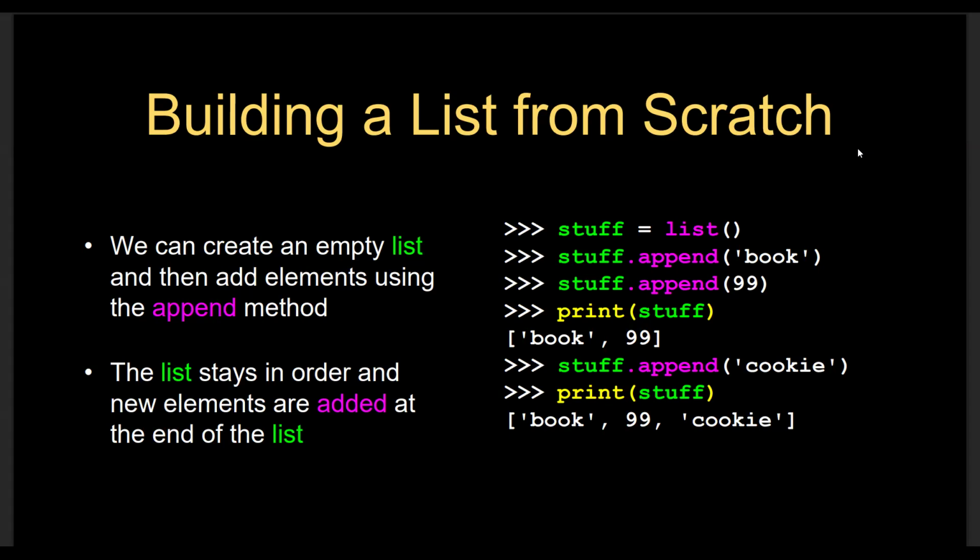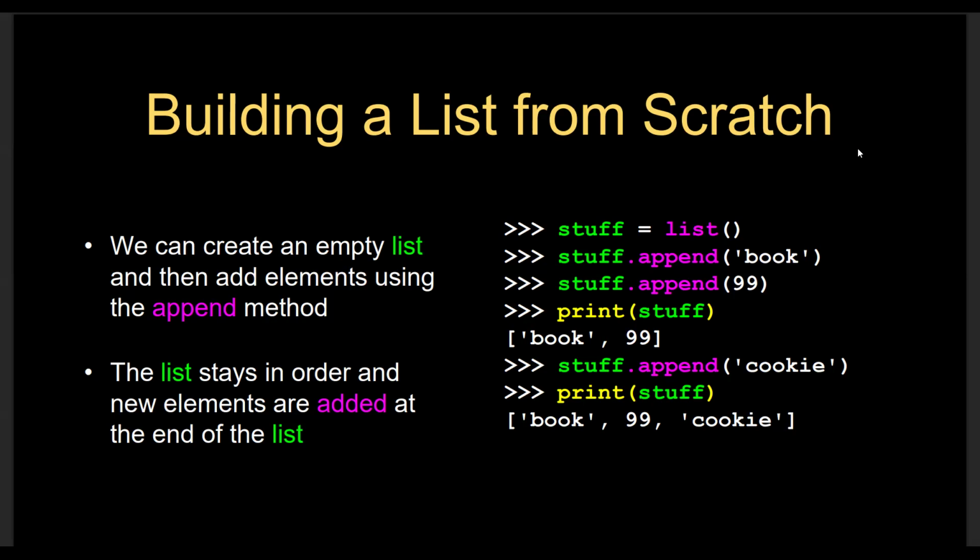In the last session, we discussed the list methods and their operations. We have seen the various list methods with practical examples. In this session, we will discuss how to build a list right from the beginning. Suppose you want to create a list without having any elements. We'll see how to build that list by adding elements. We can create an empty list and then add elements using the append method.